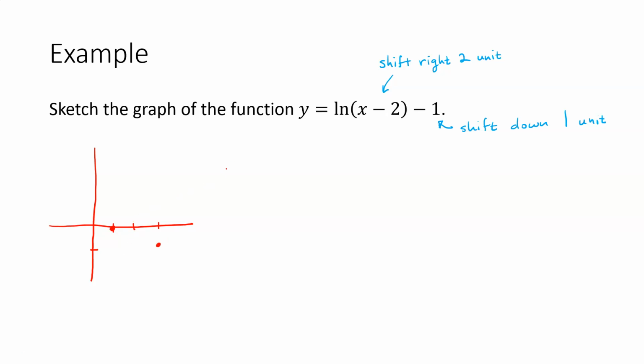In addition, the original ln of x graph we know has a vertical asymptote on the y-axis. Since we're shifting the graph 2 units to the right, that vertical asymptote is also going to get shifted 2 units to the right. And then from there we can apply the properties that we know. For instance, it will approach negative infinity as it approaches the vertical asymptote, and then it'll continue to rise as it goes to the right.